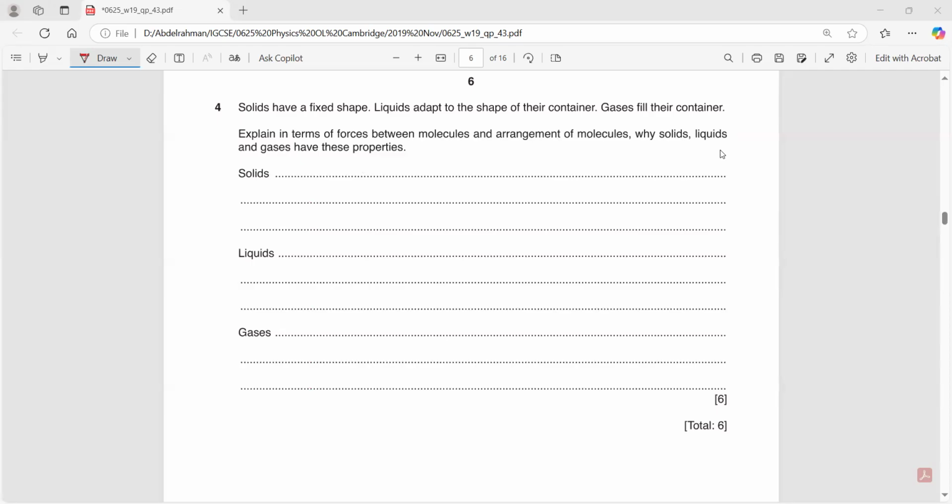Solids have a fixed shape. Why? Because they have a fixed lattice arrangement. What about the forces? Very strong forces between the molecules, or intermolecular forces, if you might say, between the molecules.